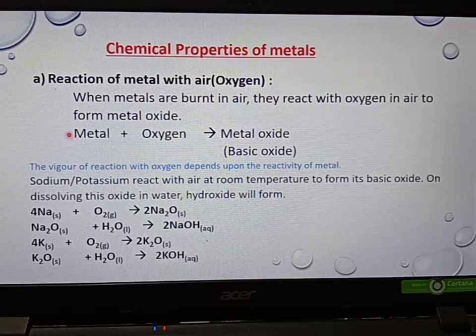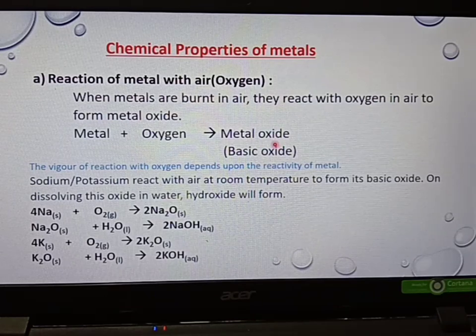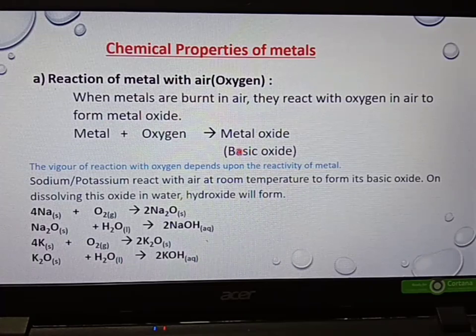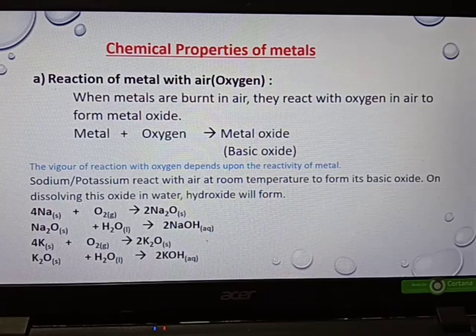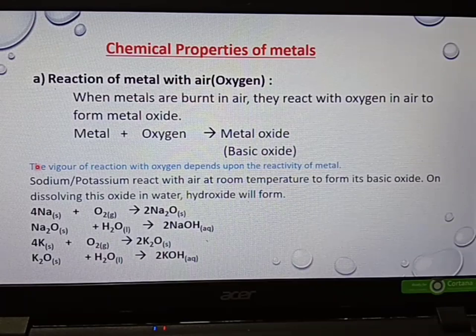When metal is burnt in air or heated in the presence of air, the metal will turn into metal oxide, and the nature of this metal oxide is basic. This means when we dissolve this metal oxide in water, we will get a basic solution. Now children, the vigor of the reaction, or the speed of the reaction, will depend upon the reactivity of the metal.